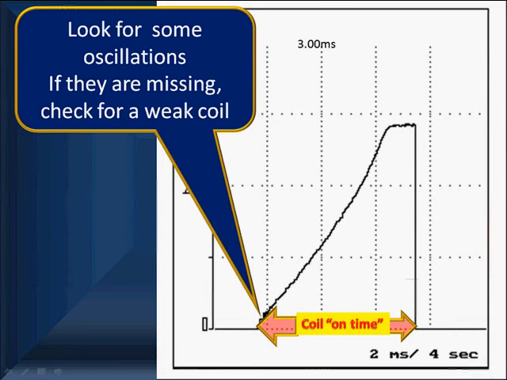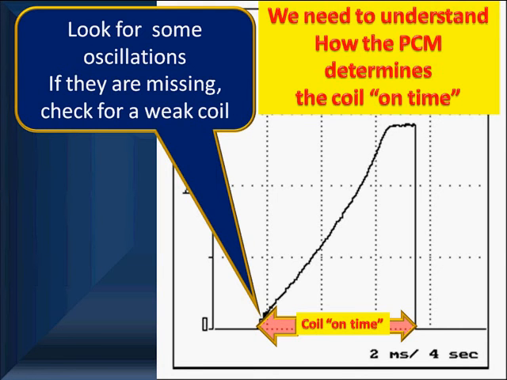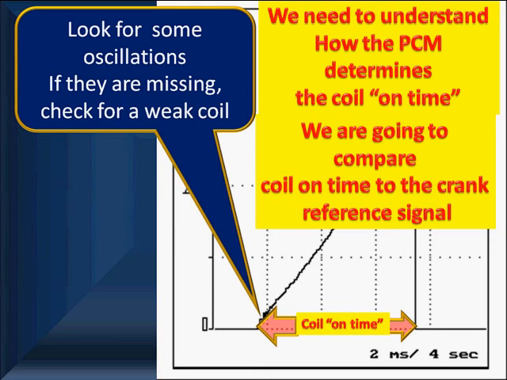Let's get down and talk more about this coil on time. Now, one of the first things you're going to notice is some weak oscillations down here. If they're missing, you'll probably have a weak coil. But let's talk about this coil on time. We need to understand how the PCM determines how long to keep the coil on. What is the on time? Where does it come from? We're going to compare coil on time to the crank reference signal. Take you deeper. Now, Doc Knoll and I have harped for years that we should be paying more attention to the crank. The crank signal is all too critical, and we're going to show you exactly why.